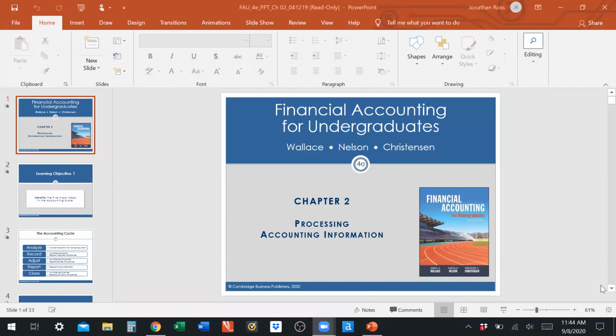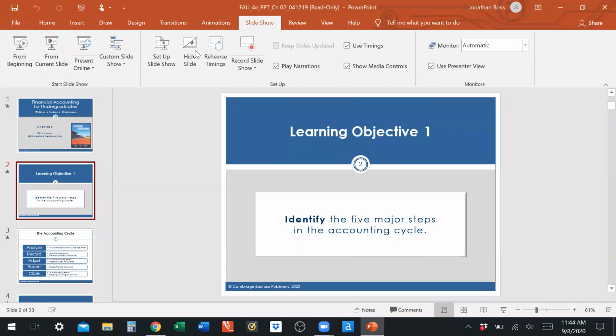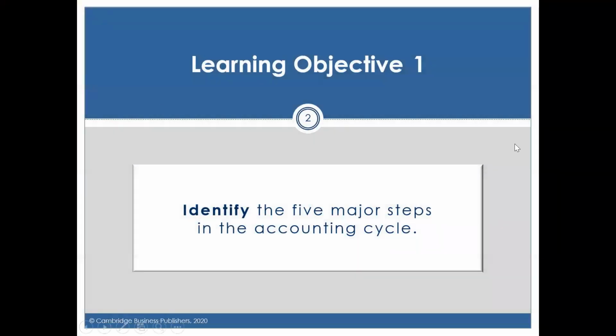All right, chapter 2, processing accounting information. So identify the 5 major steps in the accounting cycle.